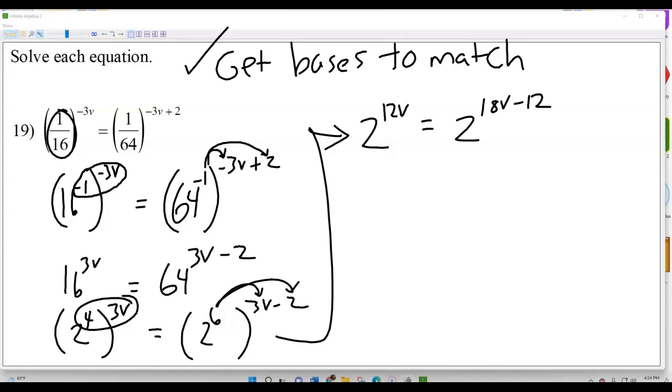After that, we can cross off the bases and just solve what's left because they have the same base, so that's already making the equation equal. We just need to make sure that the powers come out to be equal. So we could ignore the bases and just set the powers equal to each other. And then from here, we just solve it like we normally would.